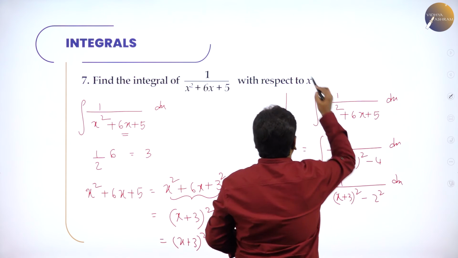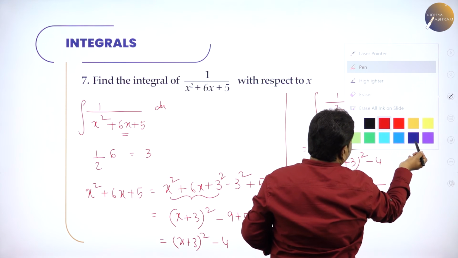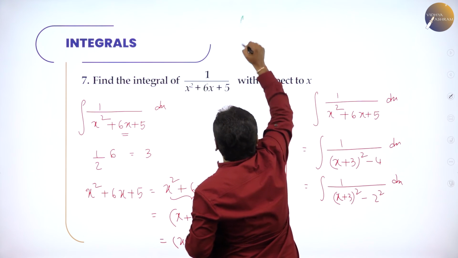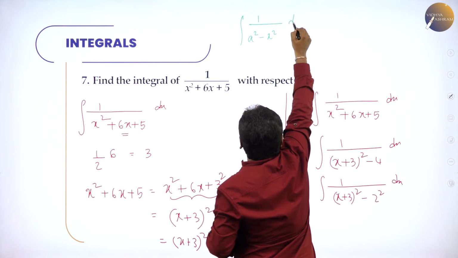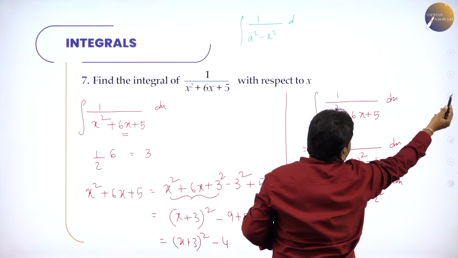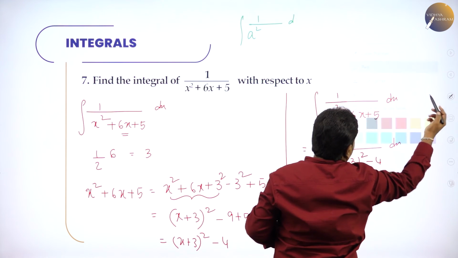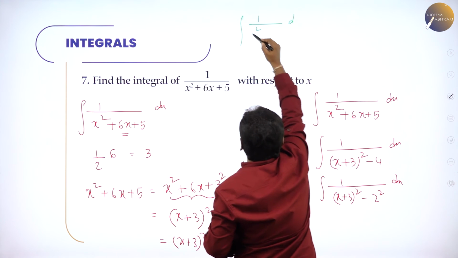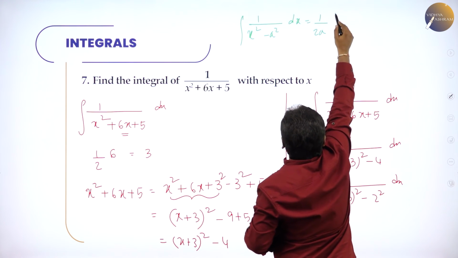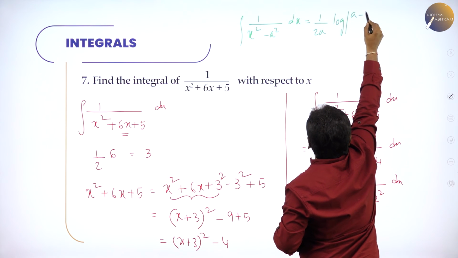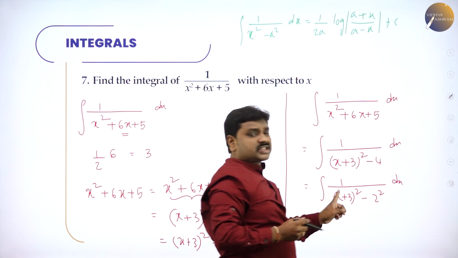Now it is in the form, if you refer to the formula list, it resembles this formula. What is the formula we have? Integration of dx divided by x square minus a square. That is 1 by 2a log of mod of x minus a by x plus a, plus c. But here in the place of x I have x plus 3.